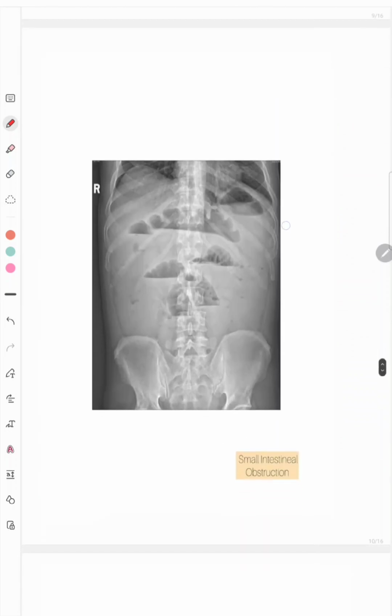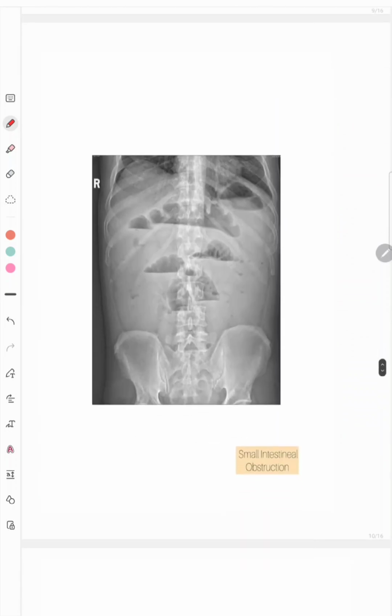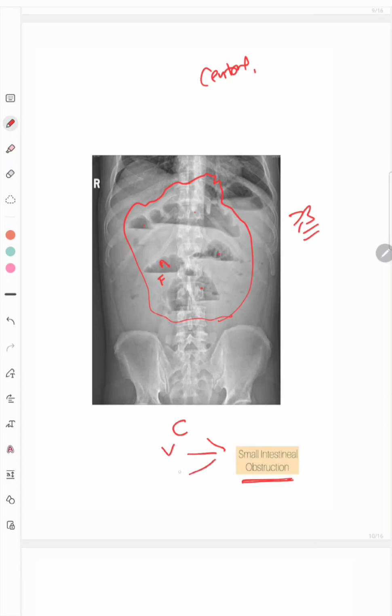And the next slide, here is the small intestinal obstruction features. I have discussed central, you have seen like this, central air fluid levels. These are the air fluid levels. This is the air and here is fluid. Air fluid levels 1, 2, 3, 4, 5, greater than 3. Central. So these are the features of small intestinal obstruction. Central, vomiting, pain.